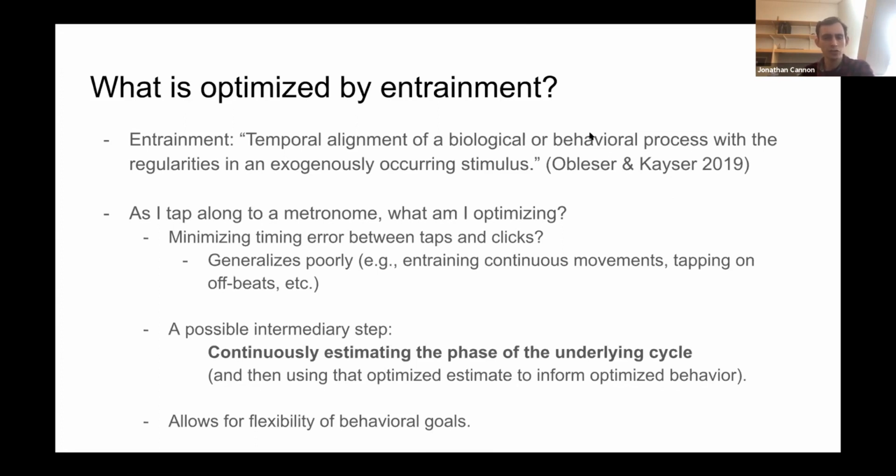But thinking about it this way generalizes poorly, because you can entrain continuous movements to periodic sounds. You can tap on the offbeats of a metronome and not try to align the sound and your taps. All of those are entrainment type behaviors. And so a way that I found really useful to think about this is as having an intermediary step where we're continuously estimating the phase of an underlying cycle. And then that estimate is now informing our behavior, which we can optimize in different ways based on that estimate. This allows us flexibility of our behavioral goals in entrainment.